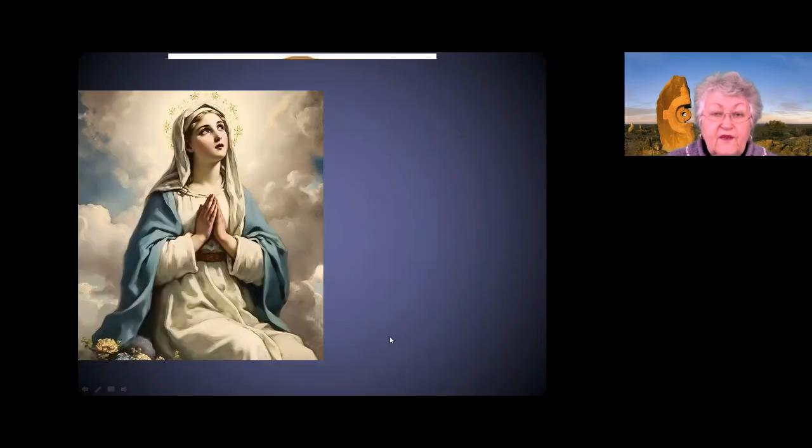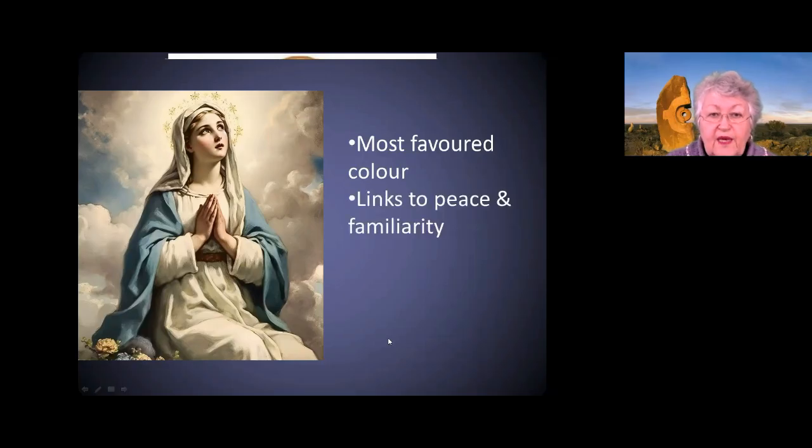Now, when we consider the colour blue, of course, we associate it with the classic example of the Madonna, Mary, Mother of Jesus. Blue, in fact, is the most favoured colour amongst both men and women across the world. It has links to peace and familiarity, and it tends to suggest a situation of calm, of quiet, and honourability in the way in which people interact with one another.